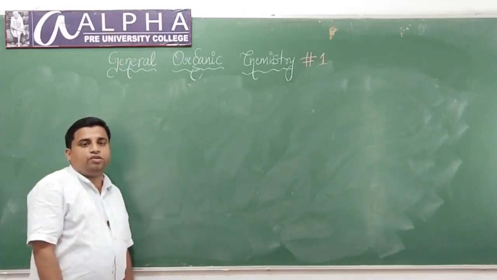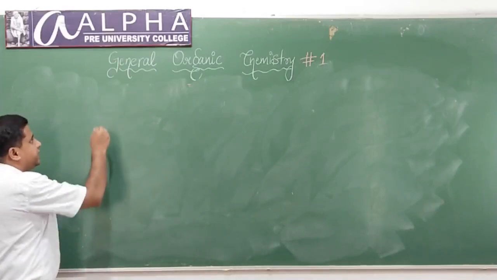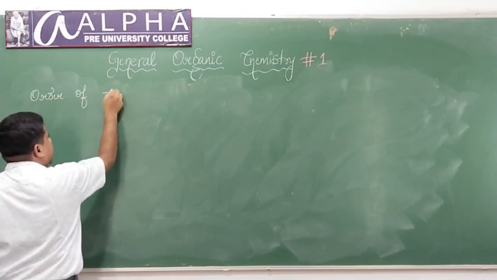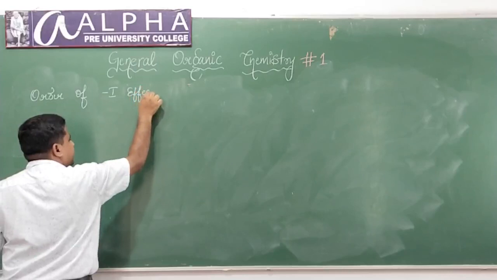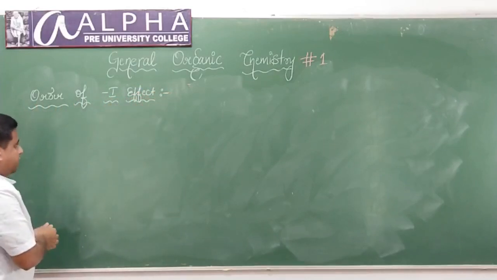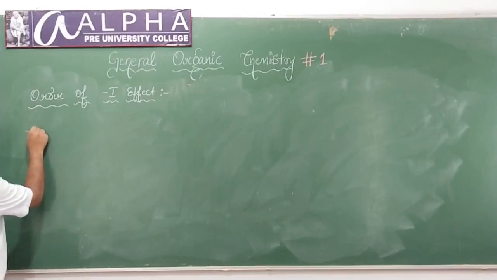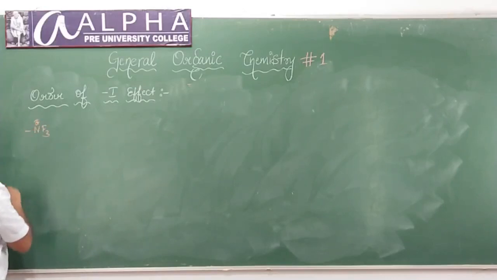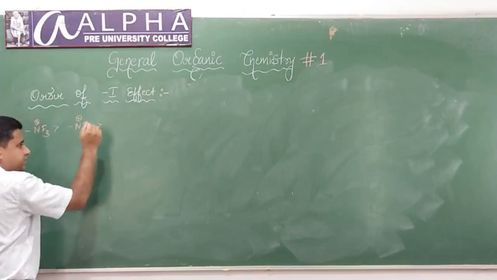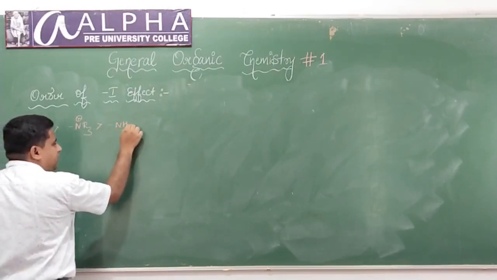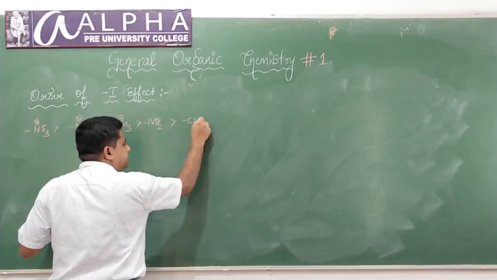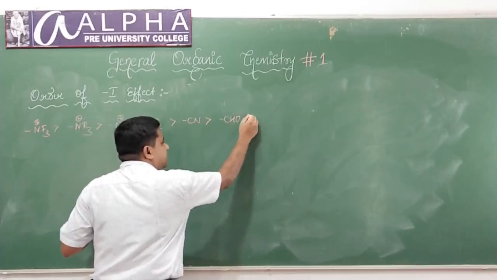Let us note the order of negative inductive effect and the order of positive inductive effect. First, the order of minus I effect. This is going to be very important for solving problems. See the order. It goes like this: NF3+ will exhibit the highest inductive effect, then NR3+, which exhibits more inductive effect than NH3+, then NO2, then cyanide, then an aldehyde, then a ketone.